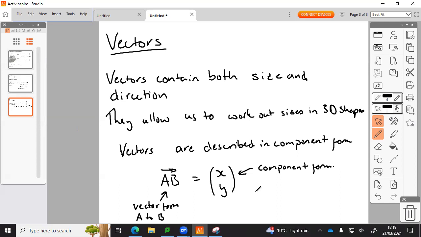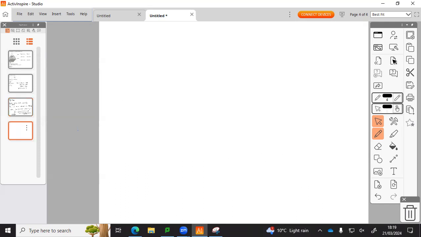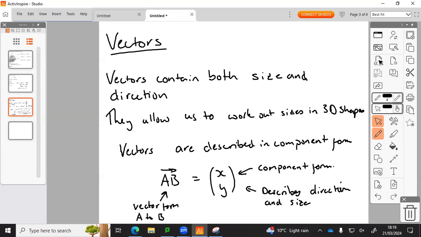So that describes direction along the x and y axes, and the size, because they'll be in numerical form. Okay, so that AB has a wee arrow above it, just in case it's not there.